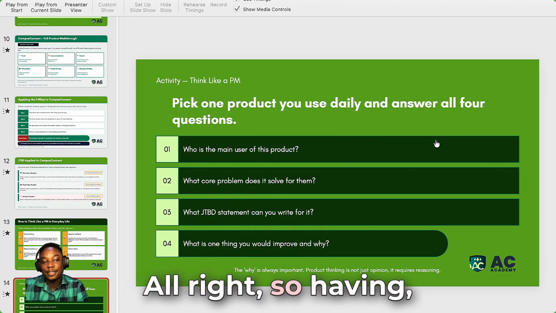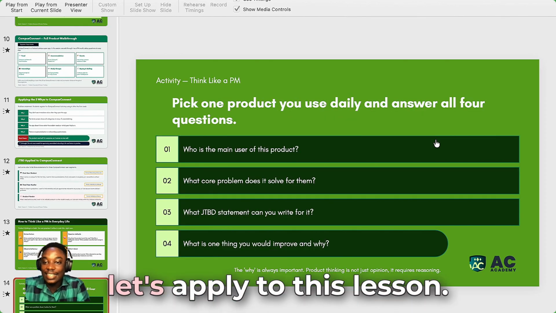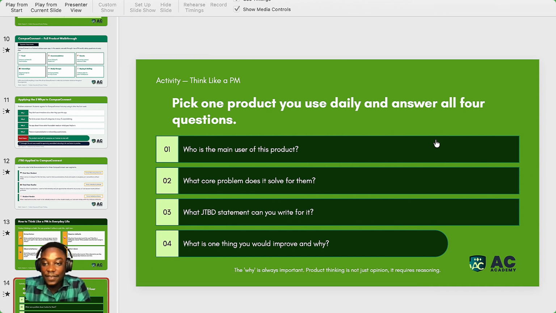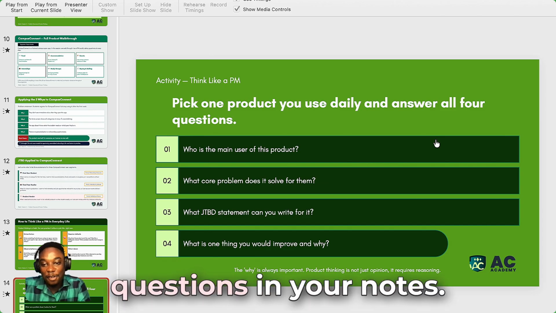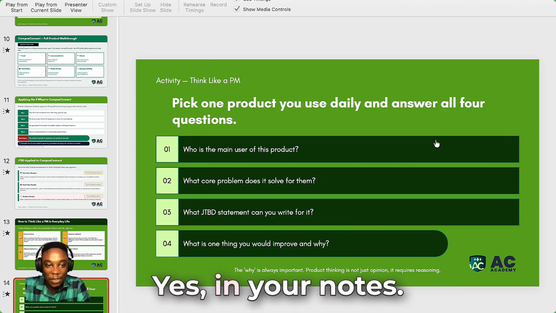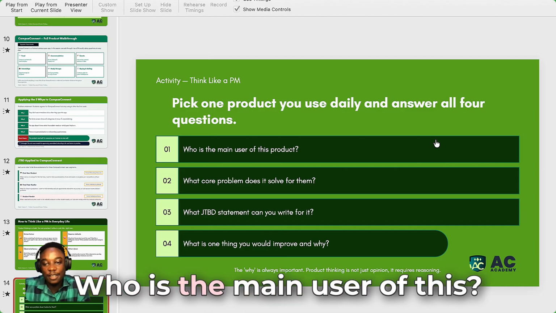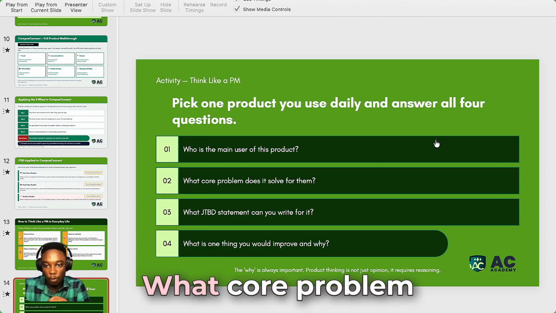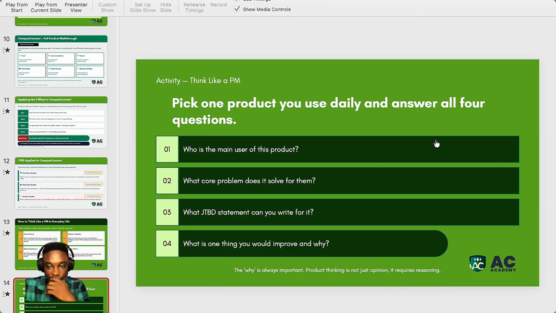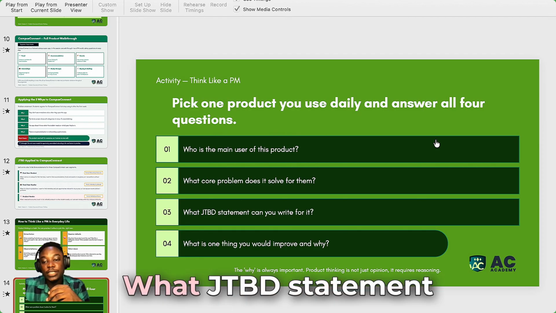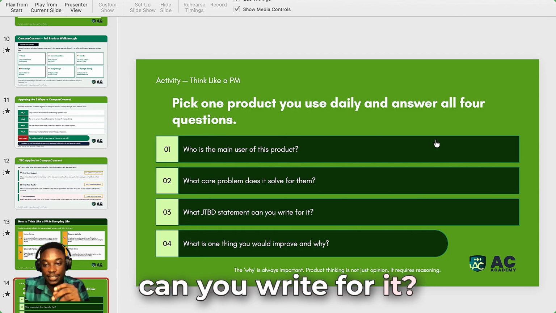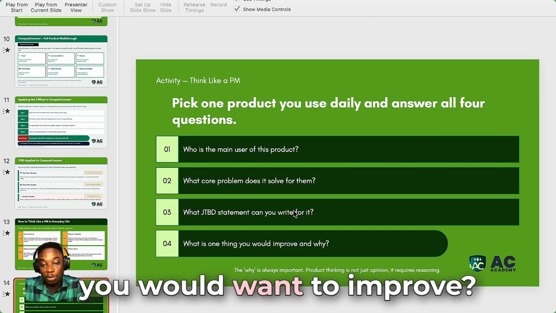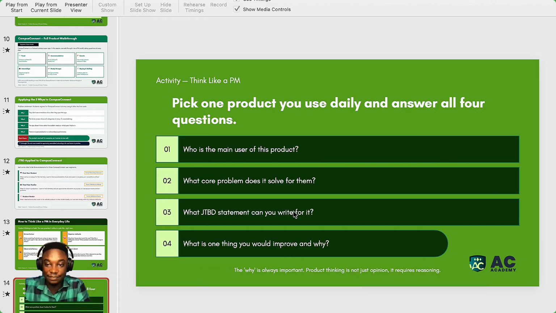All right. So having learned this, let's apply it to this lesson. Let us do one short activity. Answer these four questions in your notes. One, who is the main user of this product? Two, what core problem does it solve for them? Three, what JTBD statement can you write for it? Four, what is one thing you would want to improve and why?